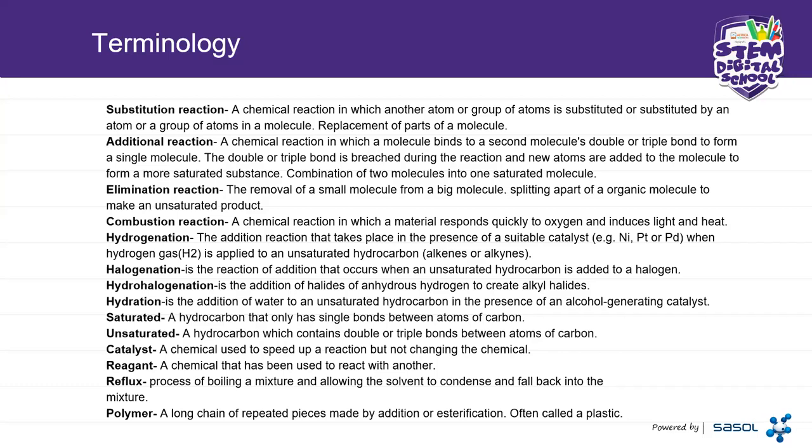Our hydrogenation, this one, you can take notes here. It says the addition reaction. So this means that this is part of our addition reactions in the presence of a suitable catalyst. Which means that in a hydrogenation, you need a catalyst when hydrogen gas is applied to an unsaturated hydrocarbon. So basically, we know that your catalyst is going to be used to form one single bond.